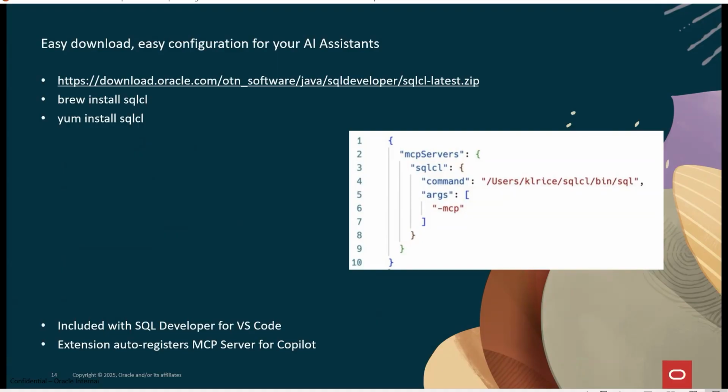For example, if you are not using VS Code and our SQL Developer extension, it's still quite easy to install SQLcl and configure it. You have to go to this particular URL and download the zip file and install it with brew or yum based on your machine. And if you are using VS Code and our SQL Developer extension in VS Code, and also using Copilot, you basically don't require any configuration. You just have to define your database connection.